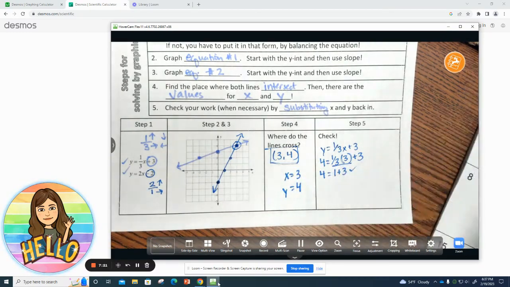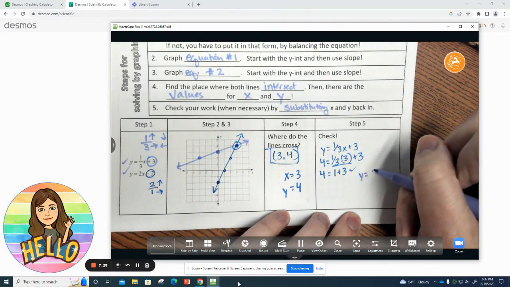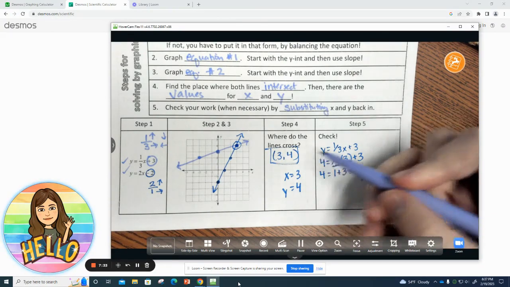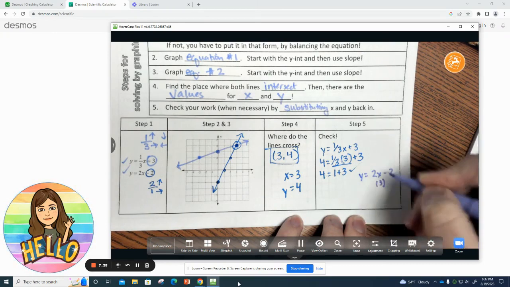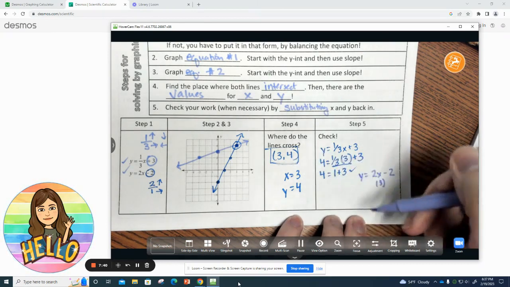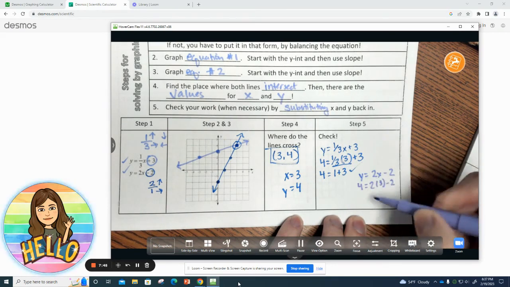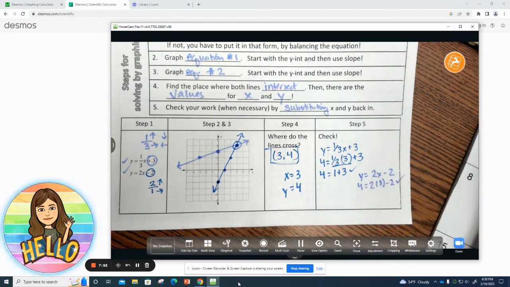Now I'm going to check the other one and make sure it works for it. So y equals 2x minus 2. I'm just going to go back to that purple color so I don't get these confused. Y equals 2x minus 2 is our other equation, and we are claiming that, once again, x is 3. So I'm going to substitute that in, and we are claiming that 4 is y. So I'm going to substitute that in. Okay, very quickly, 2 times 3 is 6, minus 2 is 4. 4 does equal 4. We're good. So we found the value for x and for y.